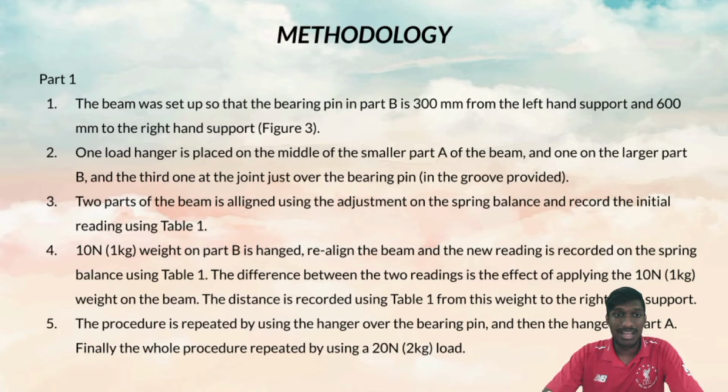Then the two parts of the beam are aligned using the adjustment on the spring balance, and the initial reading is recorded using Table 1. Then 10 Newton, which is 1 kg weight, is hung on part B, and they realign the beam and the new reading is recorded on the spring balance using Table 1.